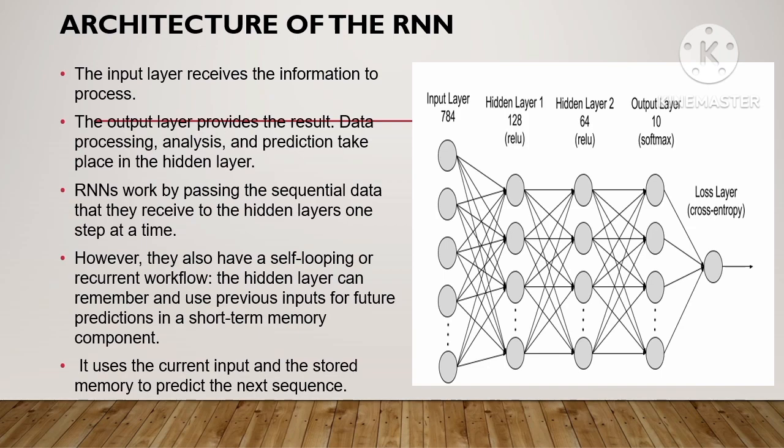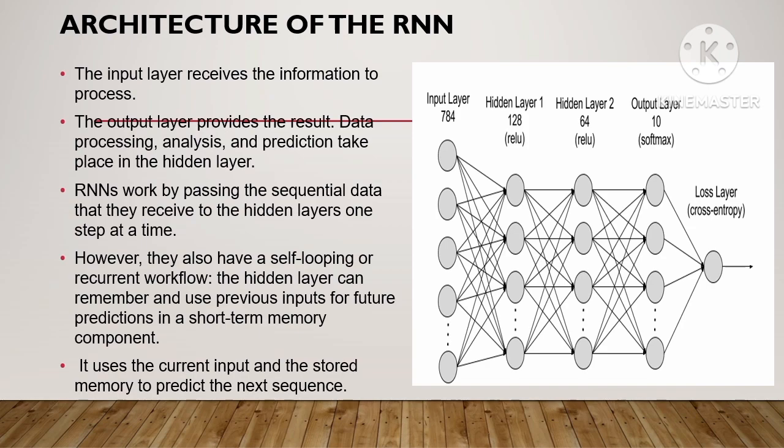Recurrent neural networks work by passing the sequential data they receive to the hidden layers one step at a time. As you put your data on the input layer, it passes the sequential data to the hidden layers. It goes in like that, and at the end it comes to the output.